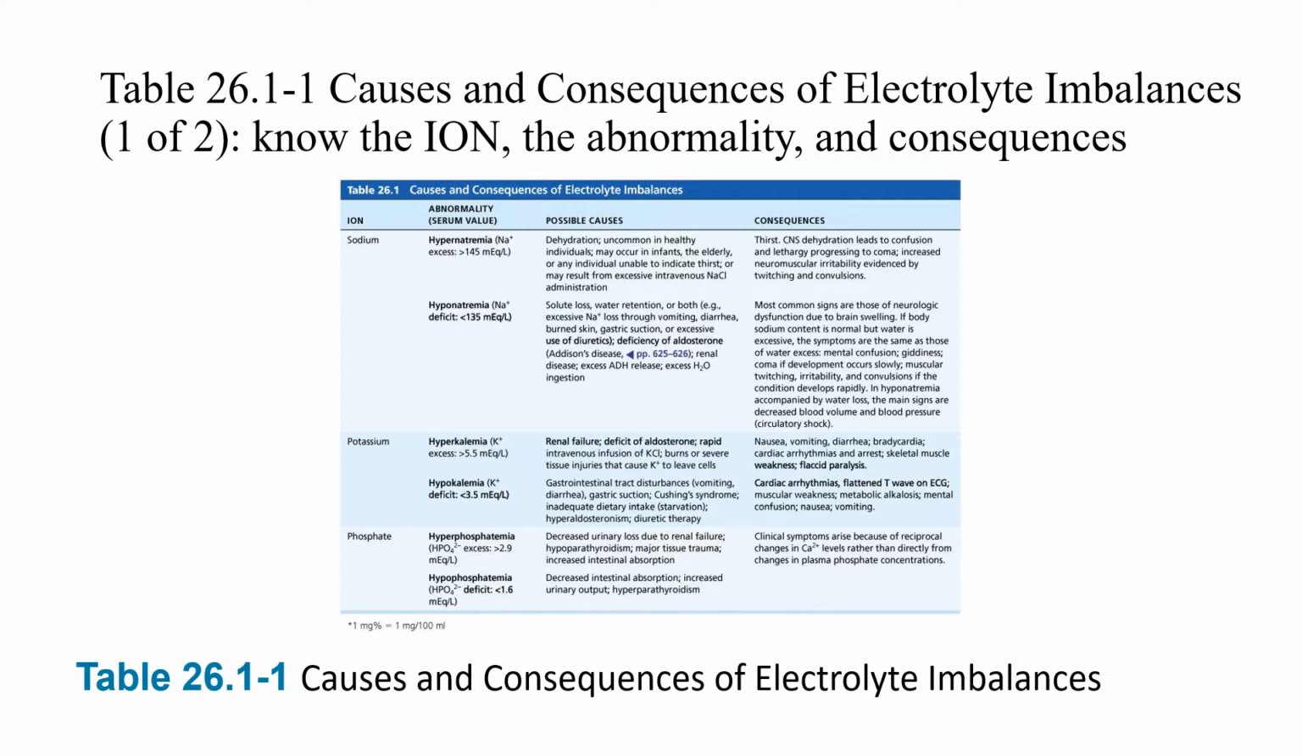So you have this table 26.1, and it lists the important ions. I want you to know the ion, the abnormality, and the consequences. So under sodium, you'd need to know the term hypernatremia. What does that mean? It means too much sodium. And then the consequence, if we're lucky, is simply we get thirsty. But this could also lead to cognitive problems, lethargy, muscle pain. So think about that. Hyponatremia is not enough sodium, and so we're looking at neurologic dysfunctions. Not good, not good.